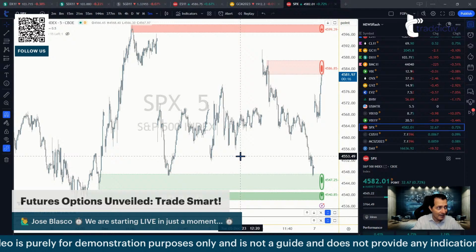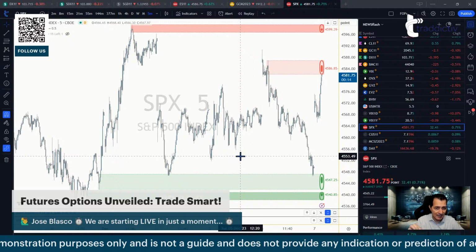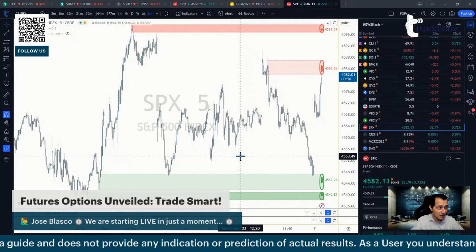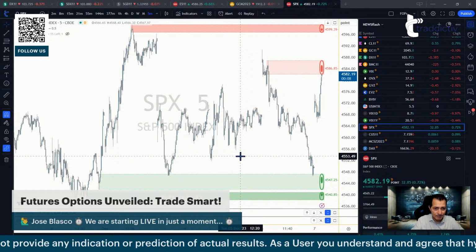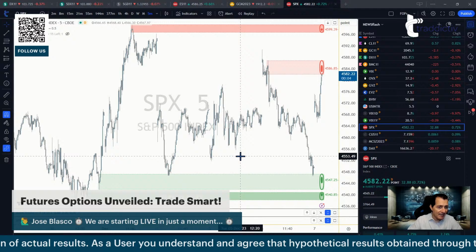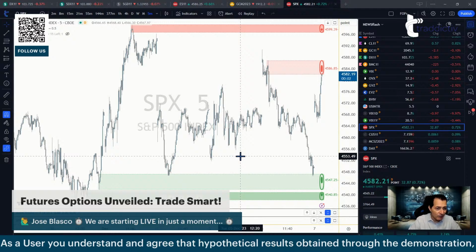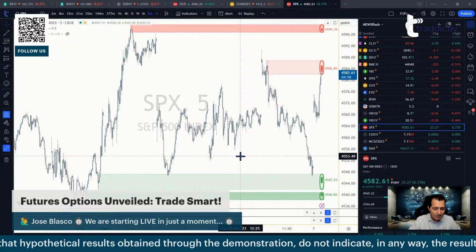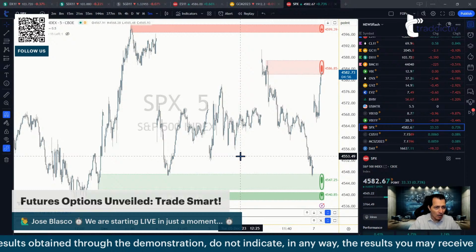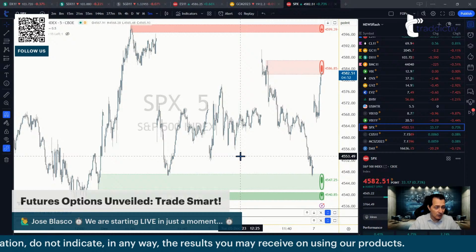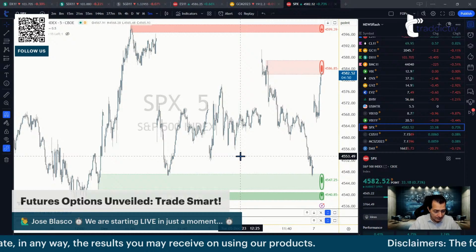And as Mark said perfectly, because you have different expiration dates for the futures contracts, each of the expiration dates acts as a different underlying.